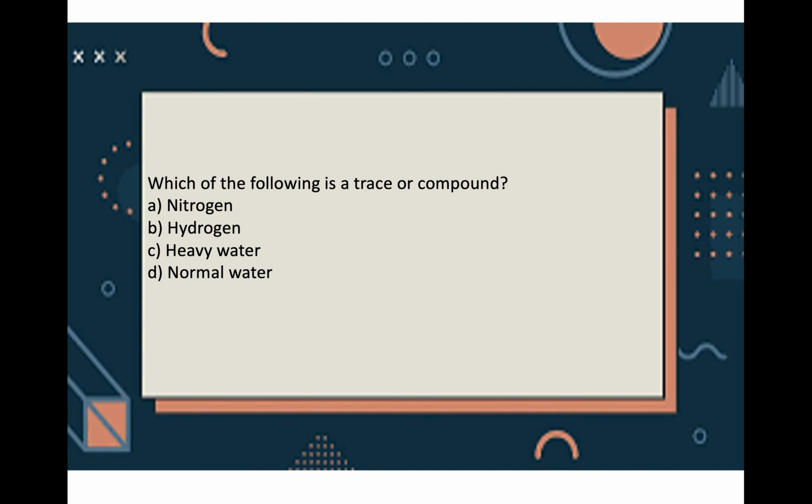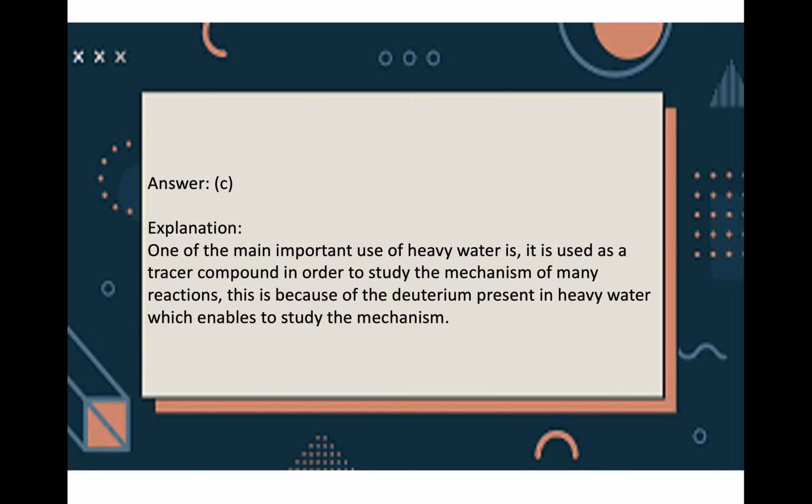Now which of the following is a tracer compound? Is it nitrogen, hydrogen, heavy water or normal water? So heavy water, because the main use of heavy water is as a tracer compound to study the mechanism of many reactions, because deuterium present in heavy water enables us to understand the mechanism of the reaction.